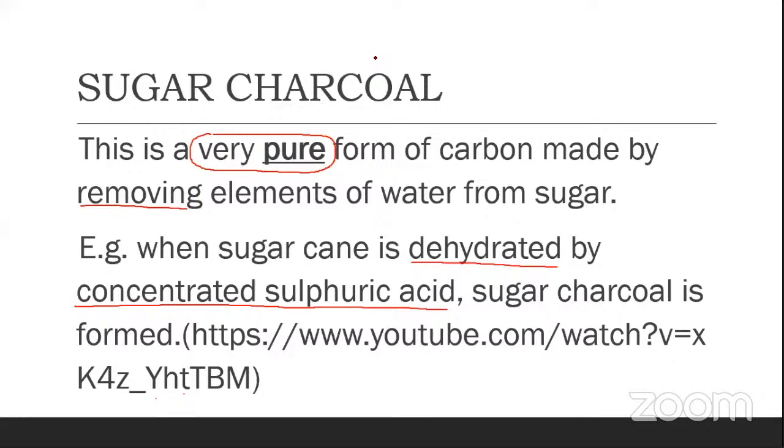Teacher, can you send us the link that is on sugar charcoal? Yes, I will send it after the lesson to come in your notes. Then you will be able to watch it. Just a moment, and stop sharing.